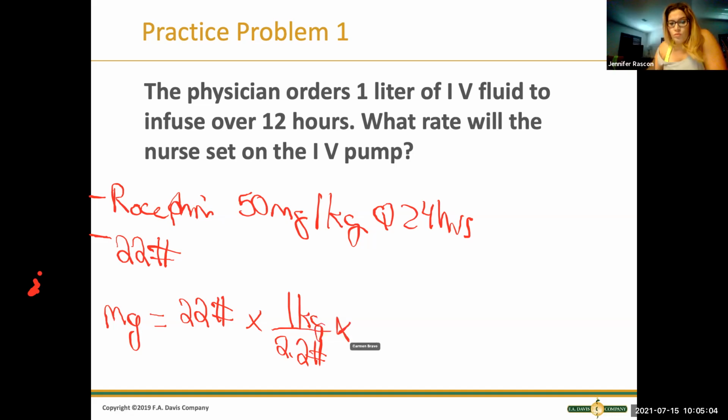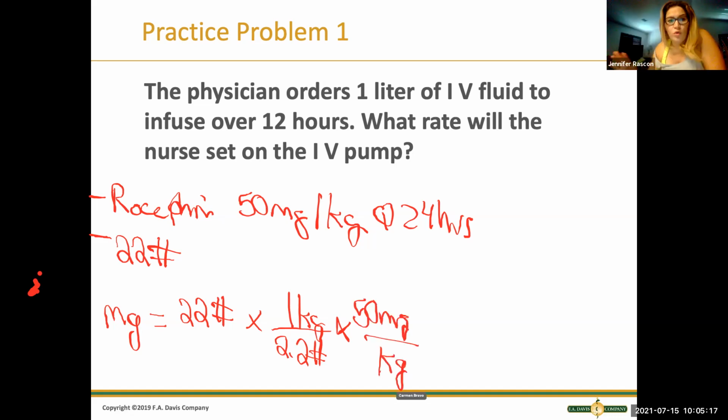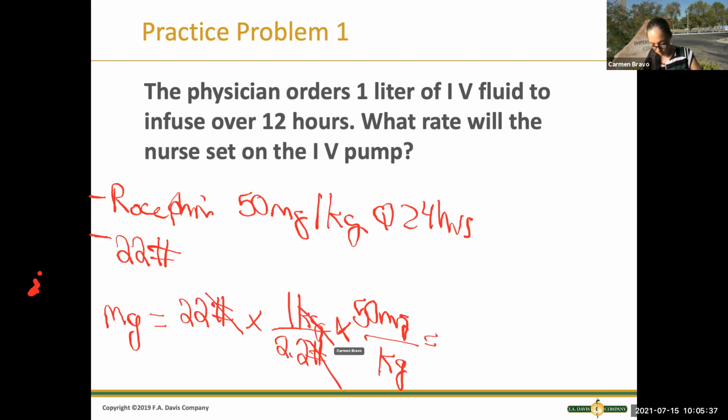And then the doctor's order says, oh, you guys, I'm sorry, hear my voice screaming. It's 50 milligrams per kilogram, right? I did it so backwards. Normally, that I remember, you always want to start with the weight. That way, you get that out of the way, and then you get the actual order. So right here, I cancel out, and then I'm left with my milligrams.